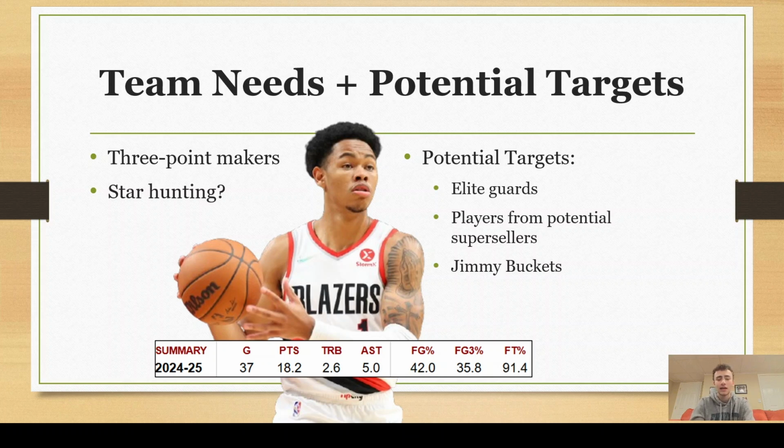Now, I think in terms of targets, they should target an elite guard and maybe some players from super sellers. What I mean by super sellers is teams that are going to do a fire sale. They're going to push all their chips out and just get assets and really thin the margins of their teams. I think the Nets are a team like this. I think the Trailblazers could potentially be a team like this. Additionally, Jimmy Butler, I think, makes a lot more sense on Houston than he does Golden State. He's a Texas guy. I talked about him in a previous video, and I think that having him as a guy to go to in late game situations could be very beneficial for Houston.